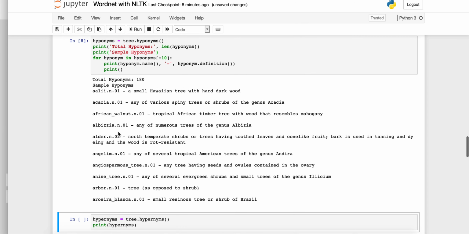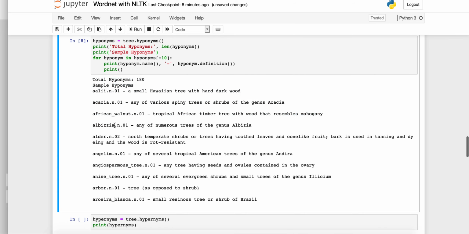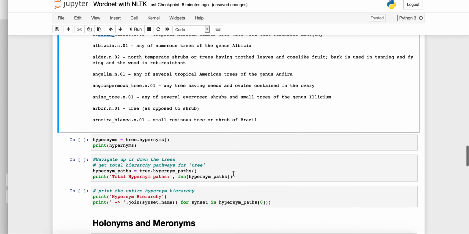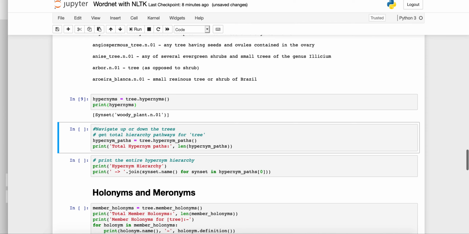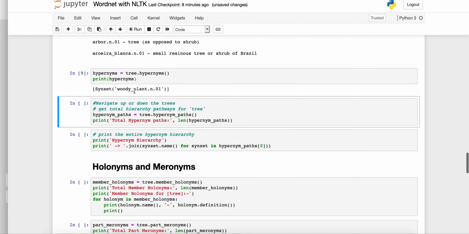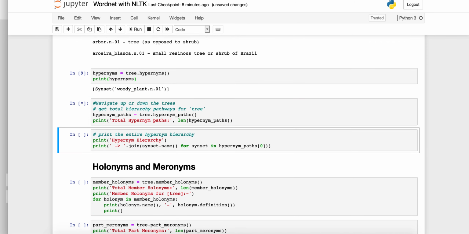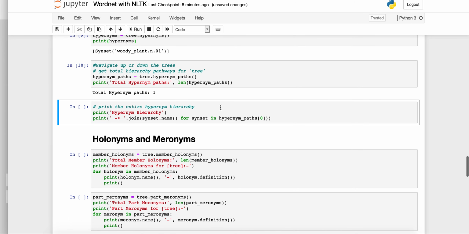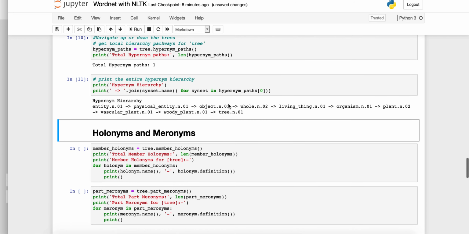So for example, if I saw this word and I wanted to see if it was related to this word, I would look for the hypernym going up the tree to see if they converge at some point, that they are both trees. Go a little bit further and we can see the more information through WordNet. There's only one path up, and you see if we show this hypernym hierarchy, as I mentioned, going up the tree.